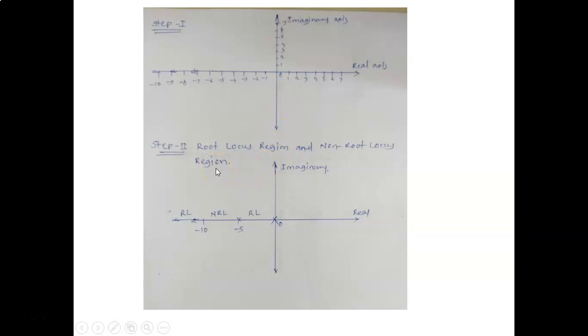Now step 2 is nothing but we have to determine the root locus region and no root locus region. We have located poles at 0, minus 5 and minus 10. Earlier we have seen between 0 and minus 5 the root locus region exists. Between minus 5 and minus 10 no root locus region is there. And to the left side of minus 10 the root locus region exists. Therefore indicate root locus region, no root locus region, and root locus region again on the graph.